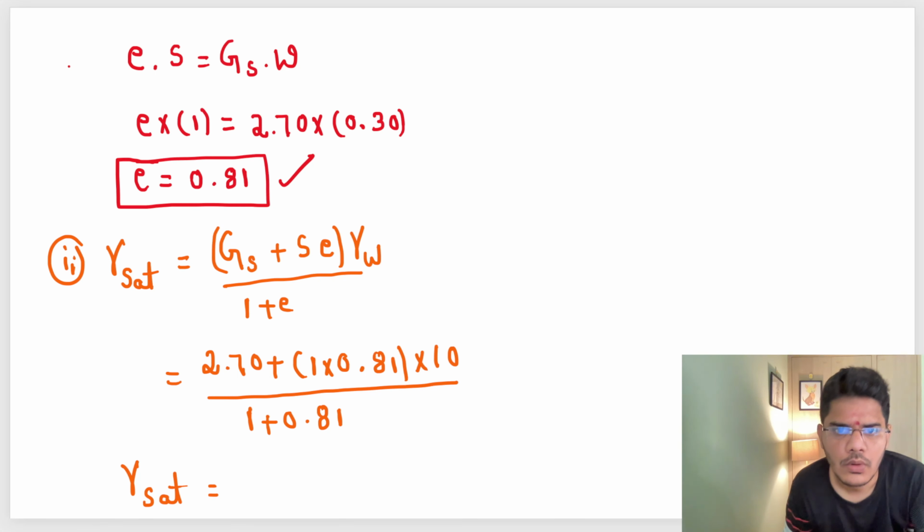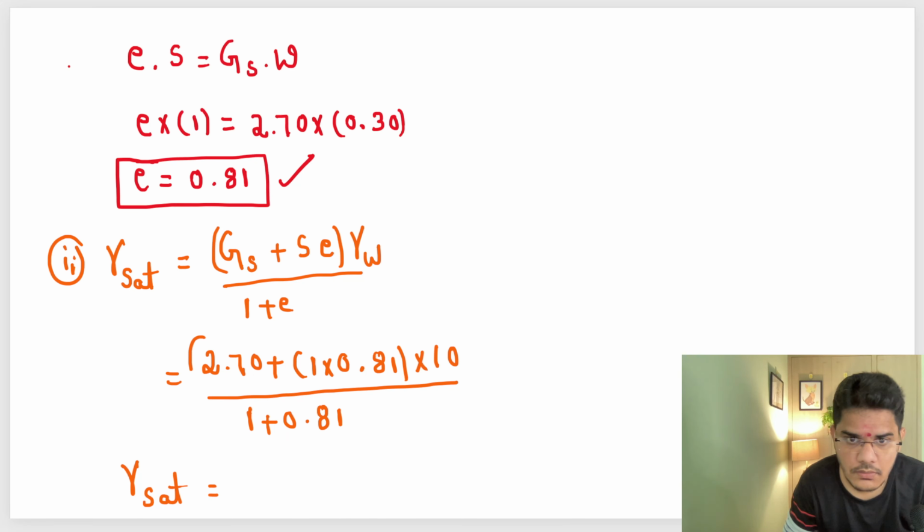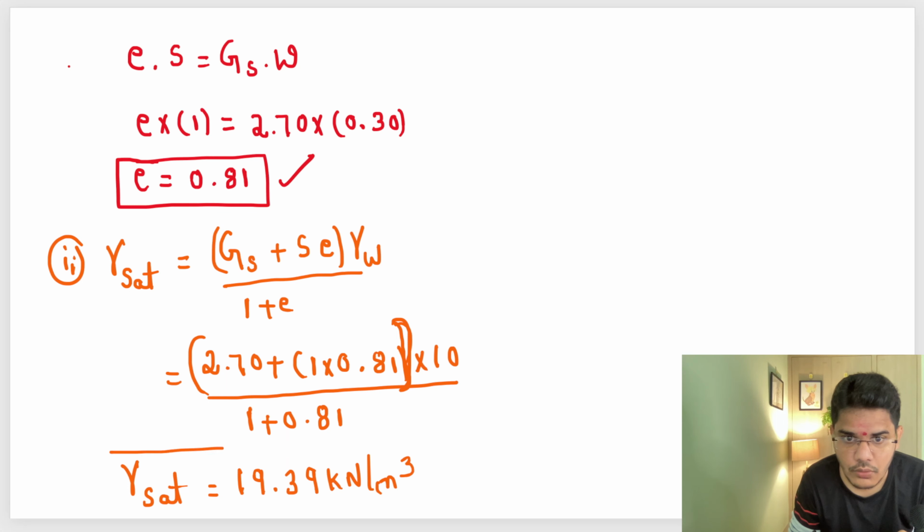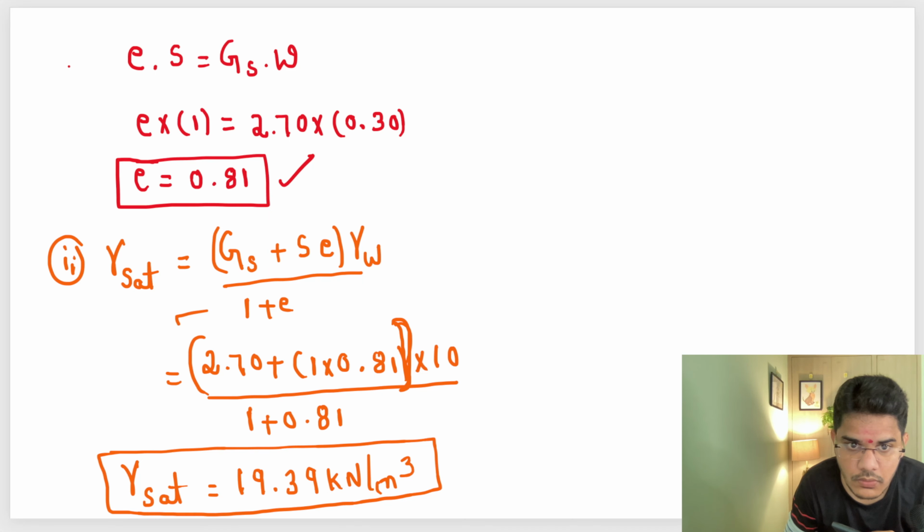So 2.70 plus 0.81, into 10, that is 35.1 divided by 1.81. This bracket is for the whole thing. This is coming out to be 19.39 kilonewton per meter cube. Here the bracket is for the whole thing into gamma W.